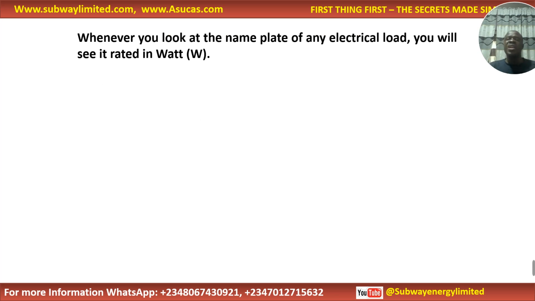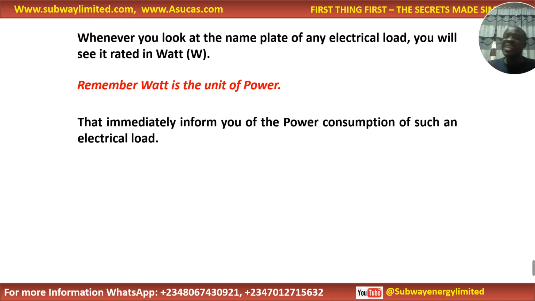So whenever you look at the nameplates of any electrical load, you will see it rated in watts. Always, you will see it rated in watts. Sometimes they are not rated in watts. So remember, watt is the unit for power. Watt is always the unit for power. So that immediately informs you of the power consumption of such an electrical load, as simple as ABC. When you see the rating of an electrical load, it is rated in watts. Before you know it, it informs you of the power consumption.